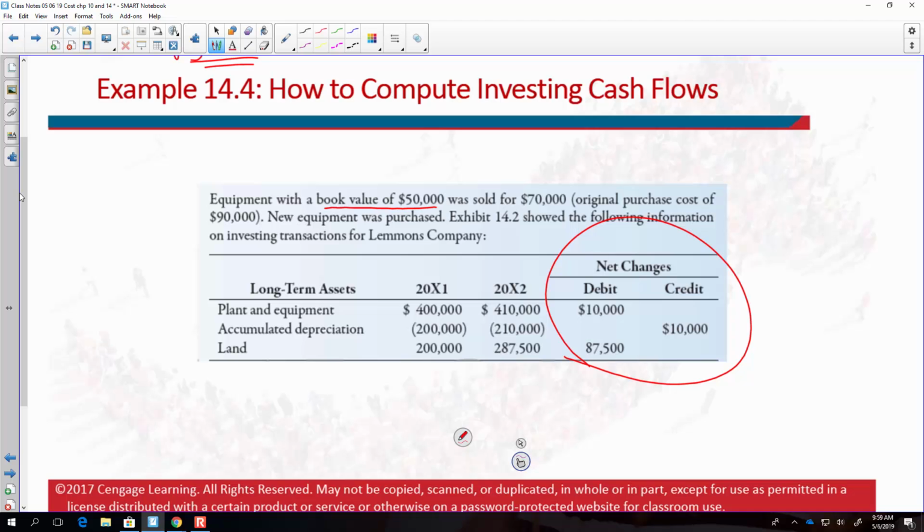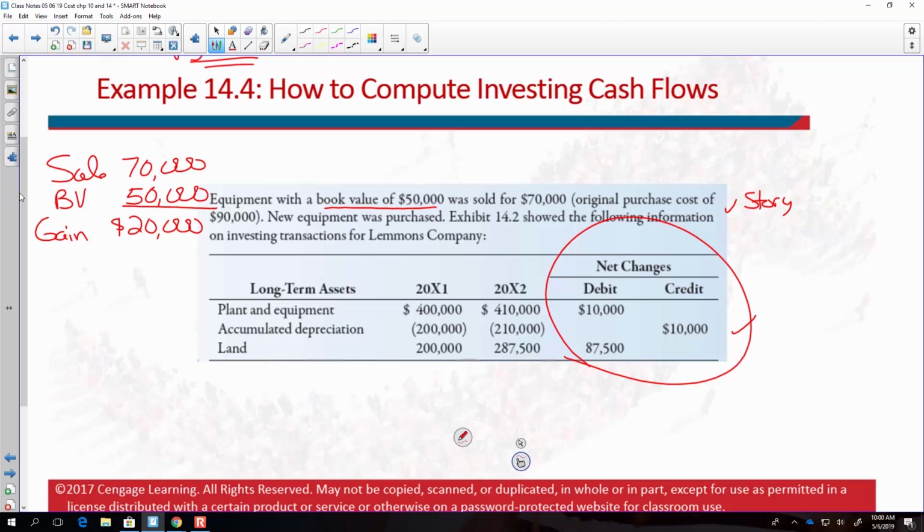So we have to use both the net change and our story here to figure out what we will be doing on the cash flow statement. This is where students struggle, converting this information to the cash flow statement. Let's do the gain first. What is our gain on the equipment sold? 20,000. We had a sale of 70,000, our book value is 50, so the gain is 20.